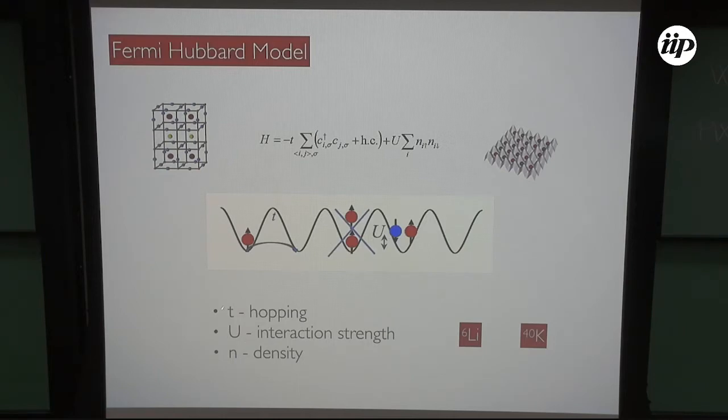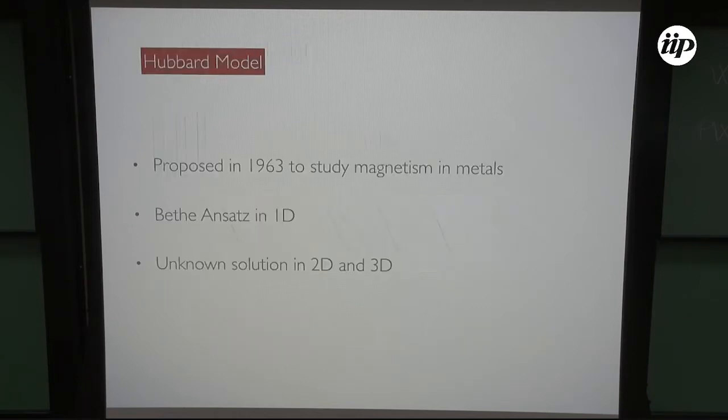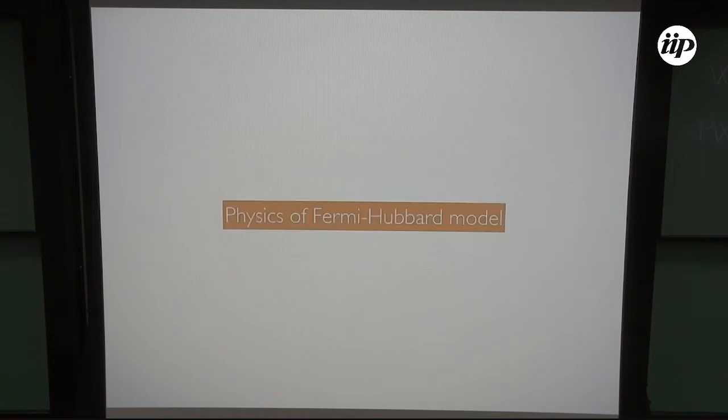So although we only have two terms and also the density to control the system, this is a model that does not have an exact solution apart from one dimension. So it was proposed in '63 to study magnetism, and as I just said, it has the Bethe ansatz solution in 1D, but no known solution in 2D and 3D, and that's why we are still struggling with it since 1963.